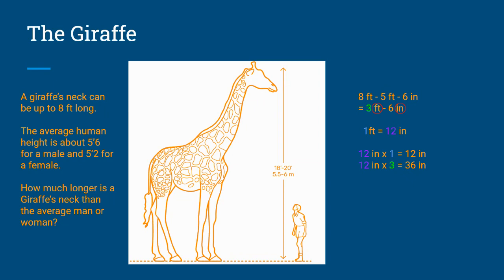What do we do next? 36 inches minus 6 inches. Now that we have the same units, you see that we're able to say, hey, I can substitute this 3 feet in the problem for 36 inches. And that's what we did. And here's our 6 inches. So what's 36 inches minus 6 inches now that we have the same units?